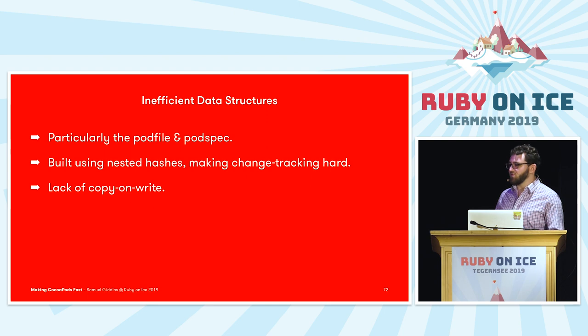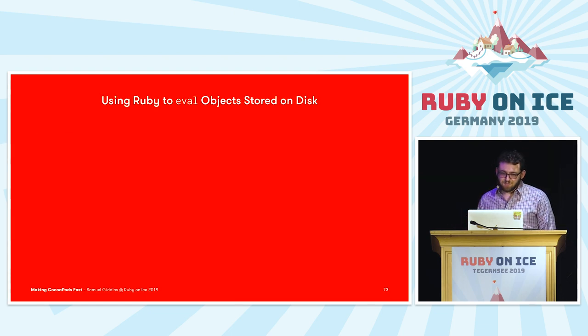And the lack of copy on write in general means that whenever you're mutating stuff, you're creating lots of new objects and being defensive, or you have bugs because you're mutating objects. Another sort of sin copied straight from RubyGems is that we have our Podfile and Podspec as Ruby DSLs.